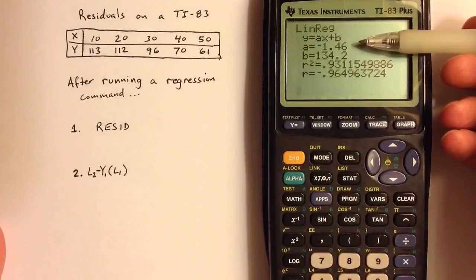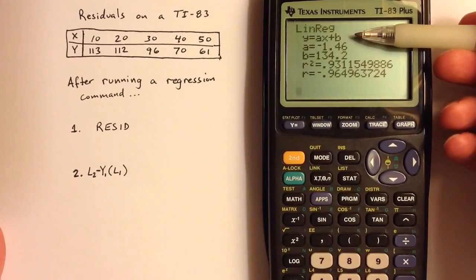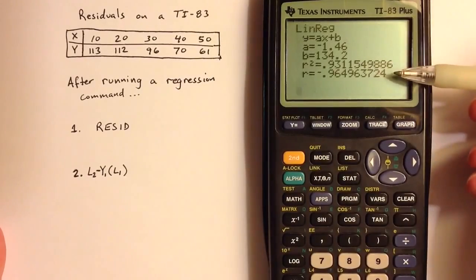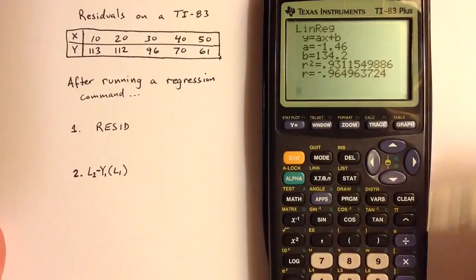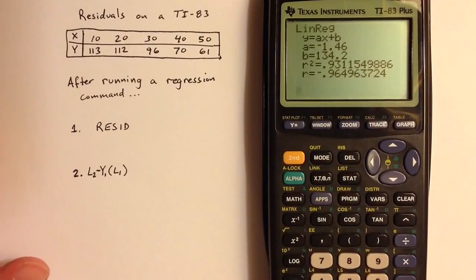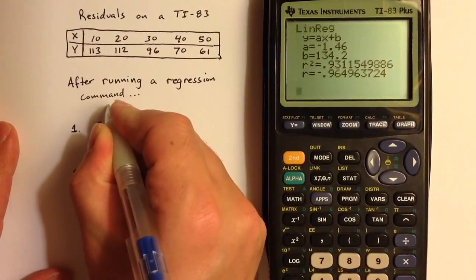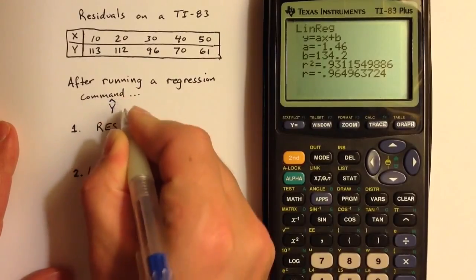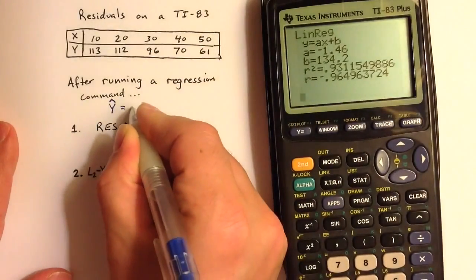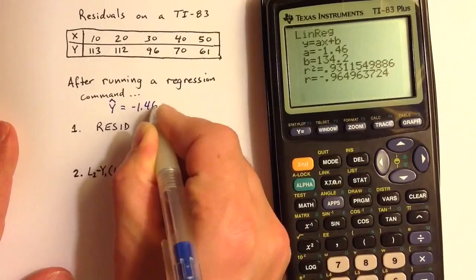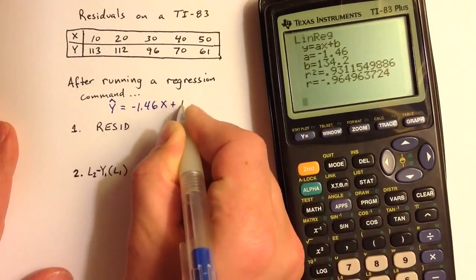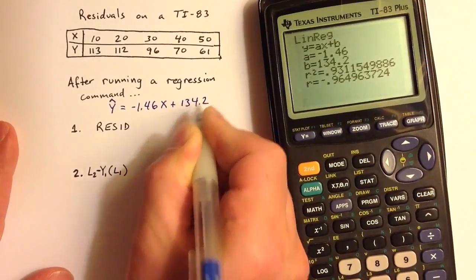I can see the coefficients of the linear regression equation, and because I have the diagnostic turned on, I can also see the correlation coefficient. So our equation, the predicted values for Y, are negative 1.46 times X plus 134.2.